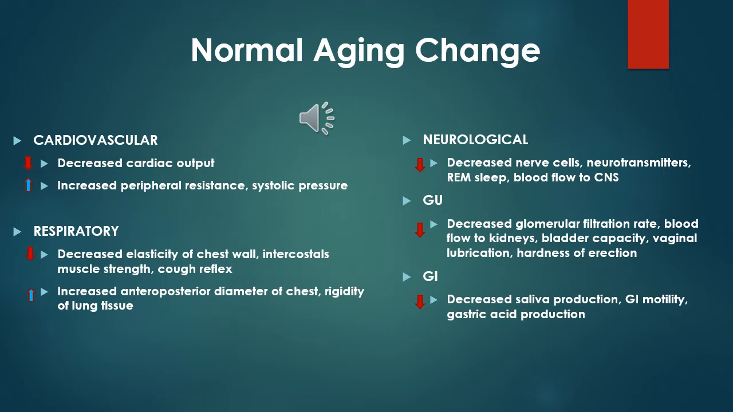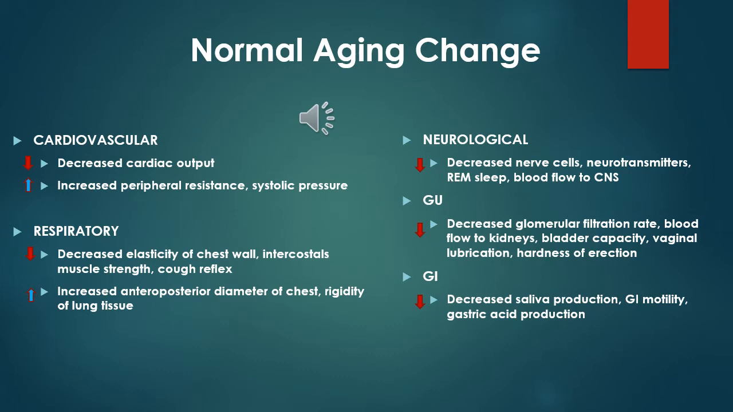So now moving on to GU. Often there will be a decrease in the glomerular filtration rate in the kidneys. The blood flow to the kidneys is often not that great. And again, this is because of that decreased cardiac output, so they really go hand in hand. Their bladder capacity is decreased, so sometimes there will be some incontinence problems. There is a decrease in vaginal lubrication and also a decrease in hardness of erection. So as nurses, we're going to assess for their continence, any urgency, frequency, or again, if they're having any accidents.